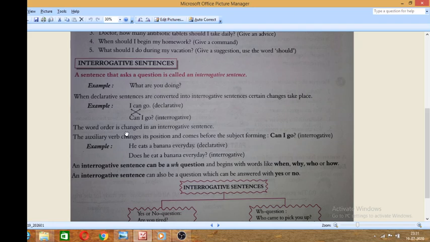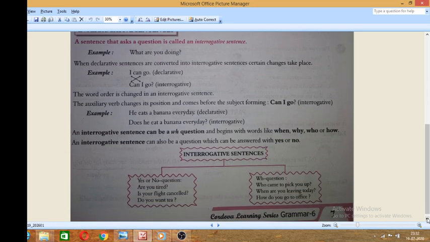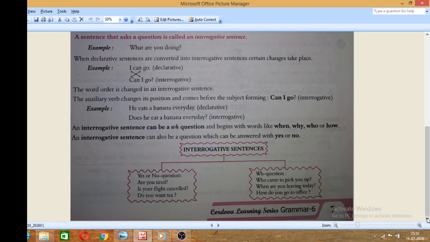The word order is changed in an interrogative sentence. The auxiliary verb changes its position and comes before the subject. For example, can I go? That is all. Interrogative sentences can be a WH question beginning with words like when, why, who, or how. Interrogative sentences can also be a question which can be answered with yes or no. Interrogative sentences are 2 types. Some can be answered by yes or no, and there are some which we cannot answer by yes or no. If the question starts with when, why, we cannot answer these questions with yes or no.